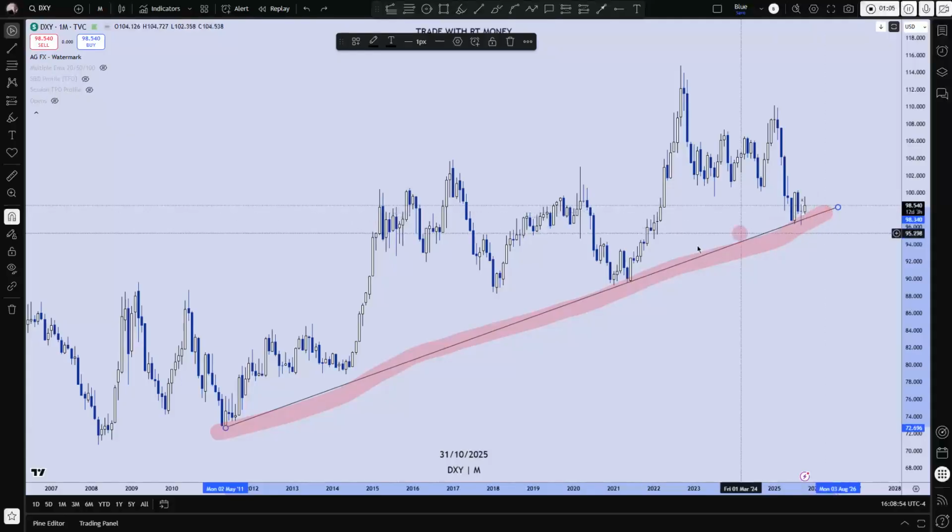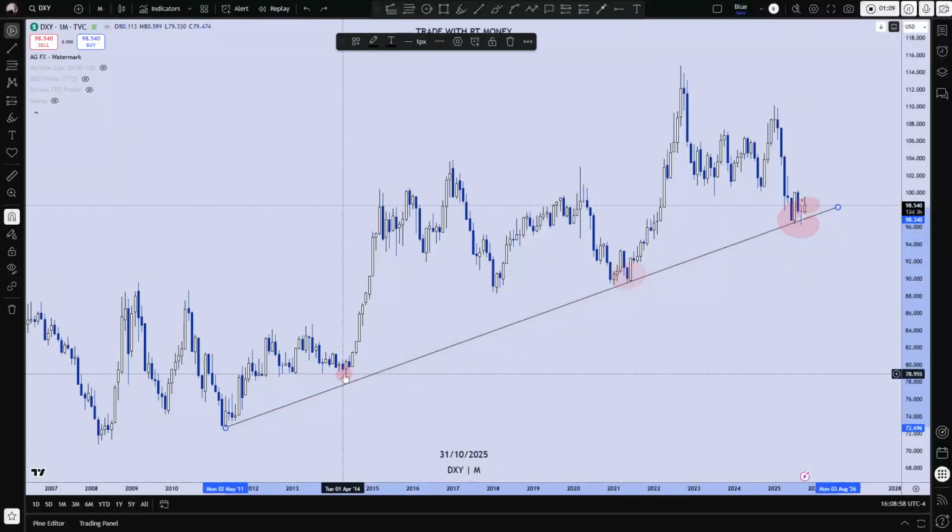All right. We got some contact here. We got some contact here. I could have drawn the line from here and hit these bottoms. It would have worked out, but then this would have been out. That's why I don't use trend lines for trading. I use trend lines to mark structure. And what we have here is an uptrend on the higher time frames.